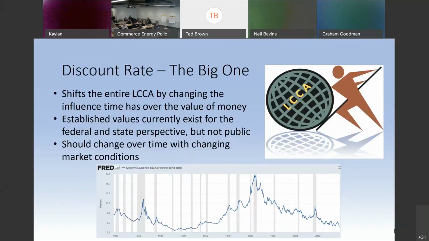And now we get on to the big one, discount rate. I've got a lot of slides on this because I just want to walk through the different perspectives. This is the one that functionally shifts the entire life cycle cost analysis, because a core principle of life cycle cost analysis is the value of money over time. There are a lot of different ways we could look at this, so I'm just going to walk through some of the different ones, and we'll leave it at that.